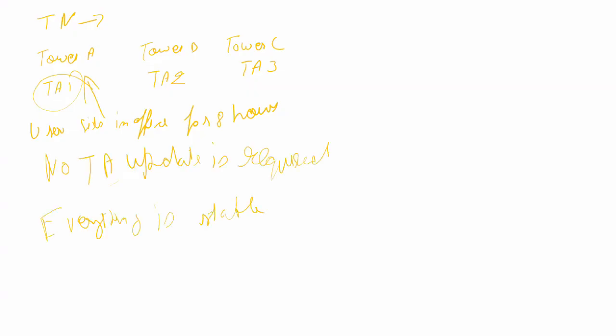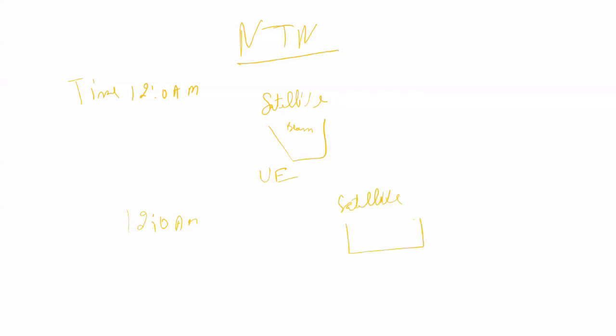But in case of NTN, what happens? Suppose at 12 a.m. the satellite is here, one beam is here, and the UE is here. At 12:10, the satellite has moved here and the beam has also moved, but the UE is at the same location. So what's the problem if we use a traditional tracking area? Suppose this beam A has tracking area 101, and suppose beam B has tracking area 110.